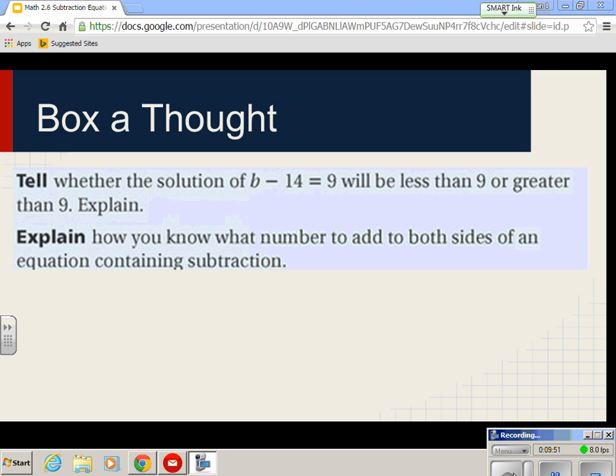And then finally, explain how you know what number to add to both sides of an equation containing subtraction. So how do you know which of the numbers you're actually going to add to both sides? I want to see if you know why you're doing what you're doing. When you're done, move on to the quiz.